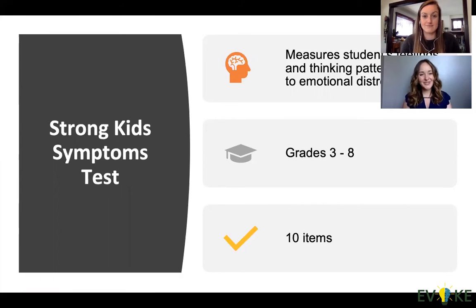And one of those is the Strong Kids Symptoms Test. This assessment measures students' feelings and thinking patterns related to emotional distress. And it's really targeted at grades 3 to 8. It isn't until 3rd grade they can kind of get that awareness and insight to be able to answer for themselves. And it's a really quick assessment. It's only 10 items, so it doesn't take a lot of time. So you could take the assessments and then compare results throughout the year.